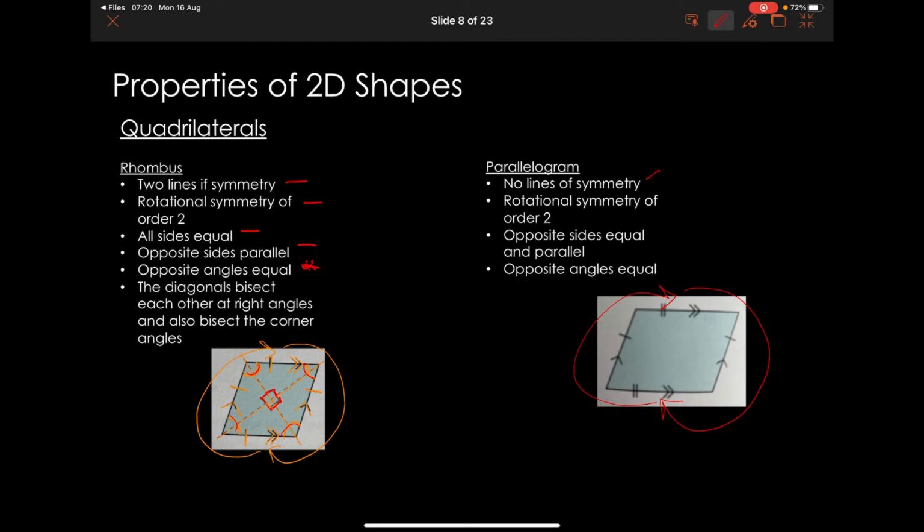Opposite sides are equal and parallel. So this side is parallel to this side and this side is parallel to this side, and equal. Opposite angles are also equal. So those two are equal and those two are equal. Alright. Again, the most important ones are no lines of symmetry, rotational order symmetry, opposite sides are equal and parallel.